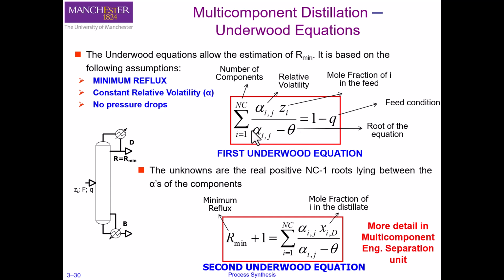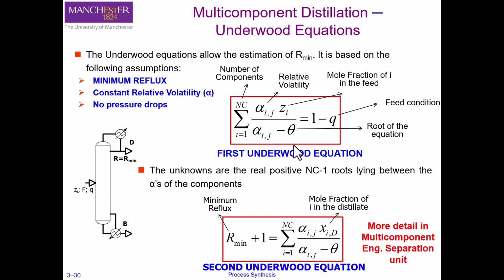So if we have, let's say, nc components, we can have nc minus 1 roots lying between the relative volatilities of all the components. But of course, for our calculations, we should focus mainly on theta values which lie between the relative volatilities of the light key and the heavy key component. So after solving this first equation, we use the value of theta that I said should be between the relative volatilities of the light key and heavy key components. We determine this value here, and then we input this value in the second equation, and from the second equation we can get the minimum reflux ratio.